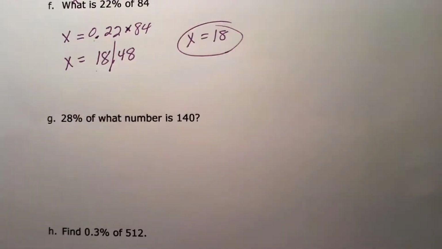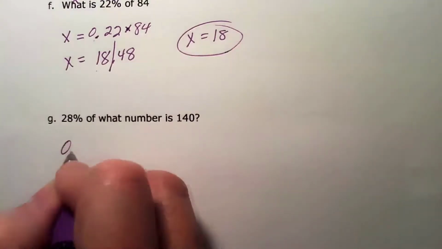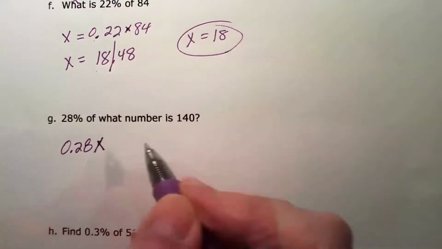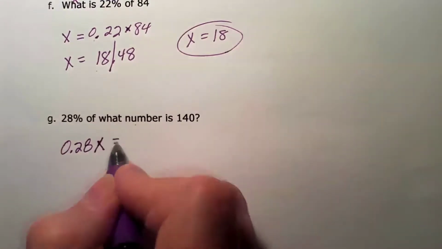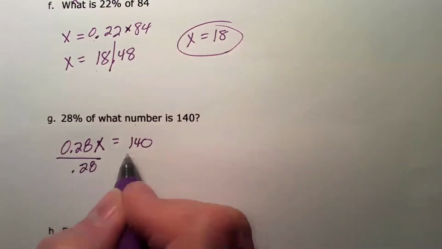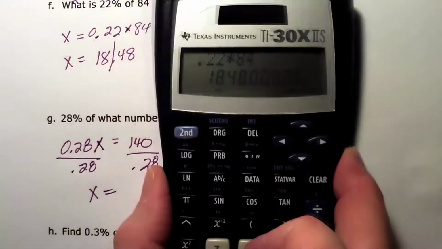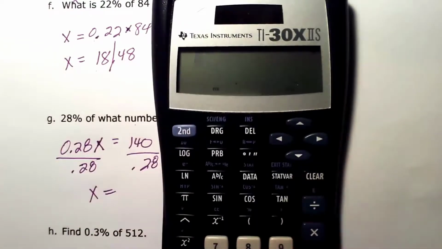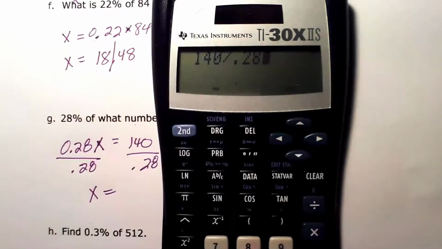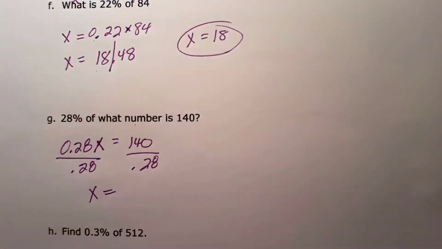The next one, 28% of what number is 140? So 28%, I'm going to put in decimal form, of is times, that's going to be times x because that's what we don't know, is 140. To solve for x, I divide by 0.28. And I get x equals 140 divided by 0.28. And my answer is 500.